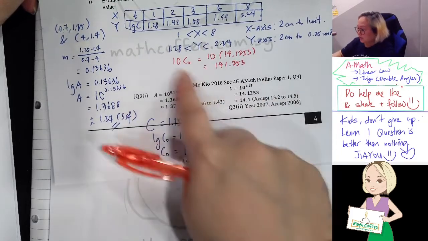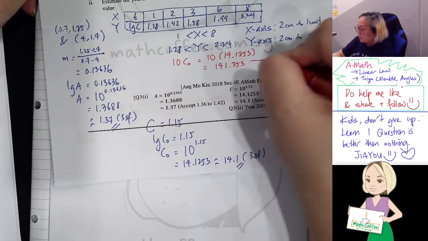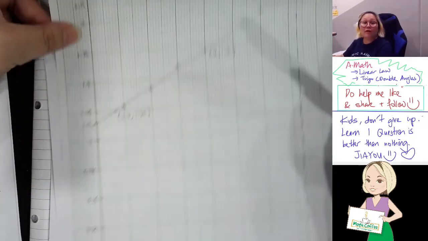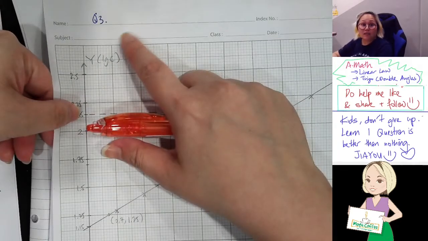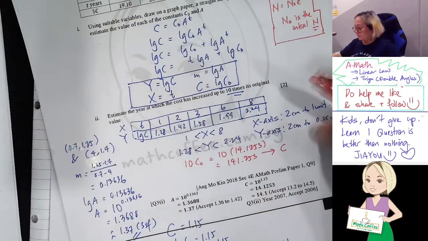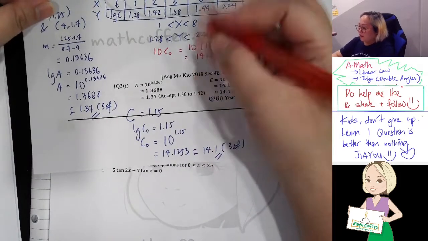And that is your C. This is the C that we want. Okay? But take note, you need to use your graph to find the answer. But your graph is log C. It's not C. So you need to do one more step. You need to find out what is log C.